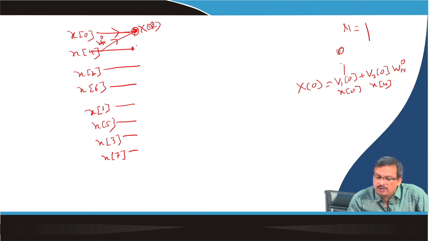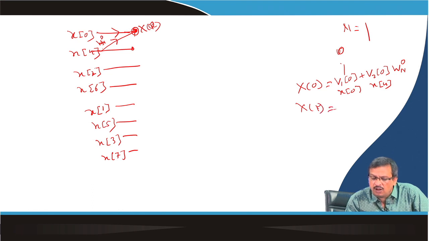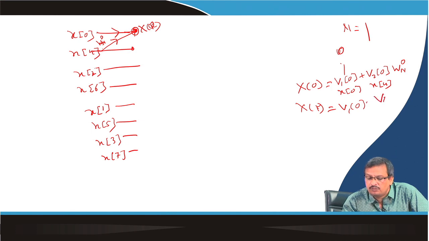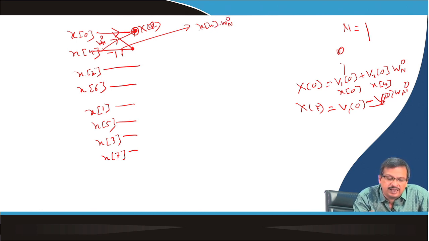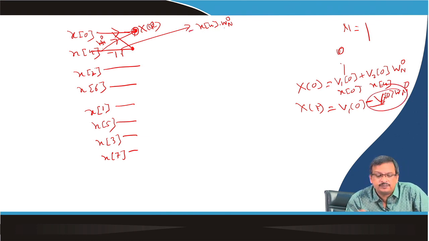Now, what is this one? So, what is x1? I know this sequence is periodic. So, I can say x1 is nothing but V1 0 minus V2 0 into Wn to the power 0. So, I have to minus instead of plus. So, I have to multiply by minus 1. This will create this point, which is x4 multiplied by Wn to the power 0 and multiplied by minus 1. So, it creates minus x4 Wn to the power 0, which is this part.